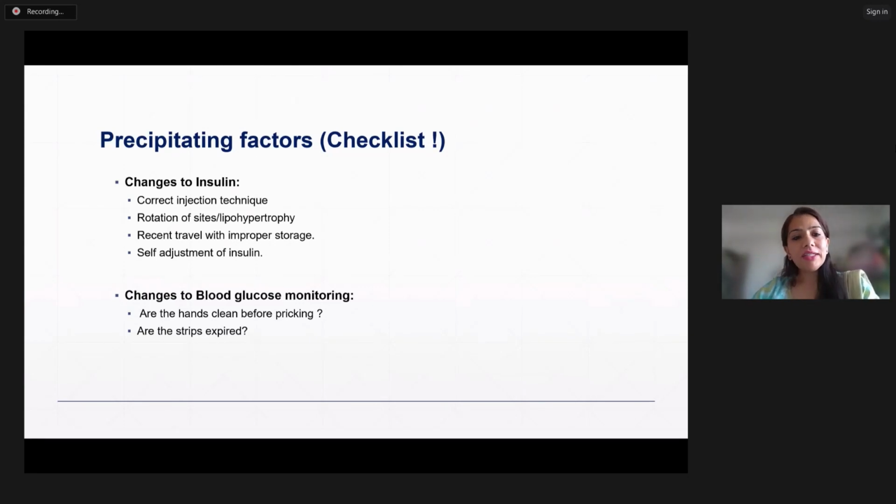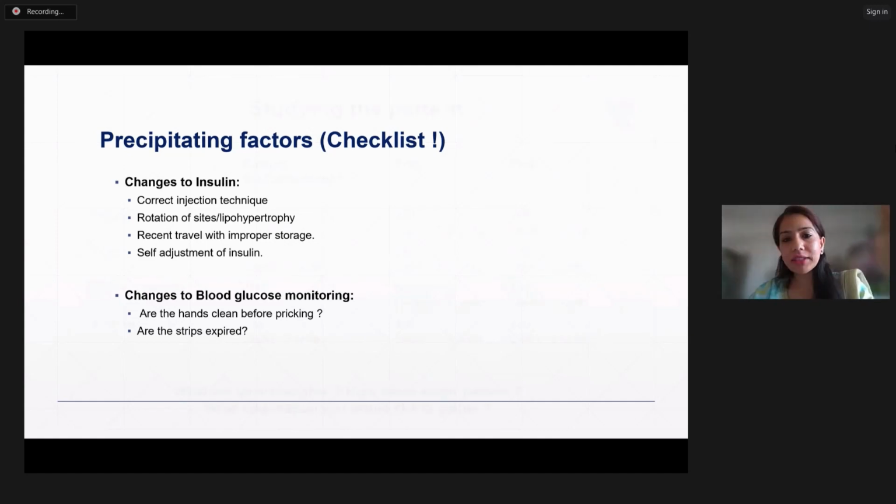Then are they giving the insulin properly? Are they giving the insulin actually in the same area causing lipohypertrophy? Or they traveled recently and they didn't store the insulin properly, and that's why it's not efficient enough and the requirements of doses have gone up. Or sometimes they adjust the insulin themselves and it's not discussed with the doctor or the diabetes educator, so that in itself can cause a low or a high blood sugar. And are they cleaning their hands properly before pricking, or are the strips expired? So these are some factors that need to be considered before we talk about insulin titration.